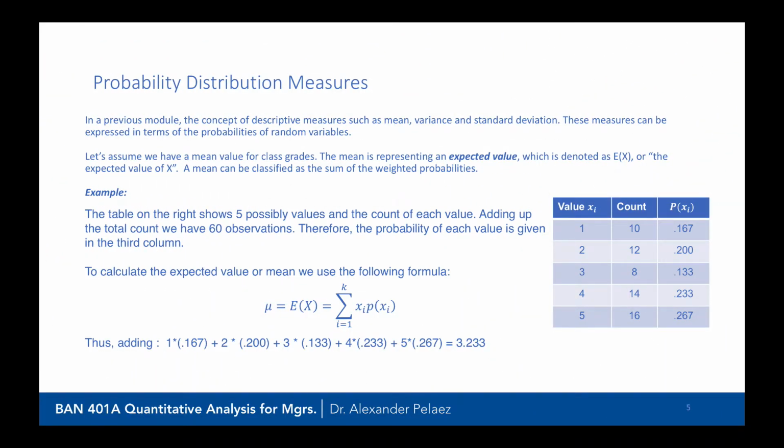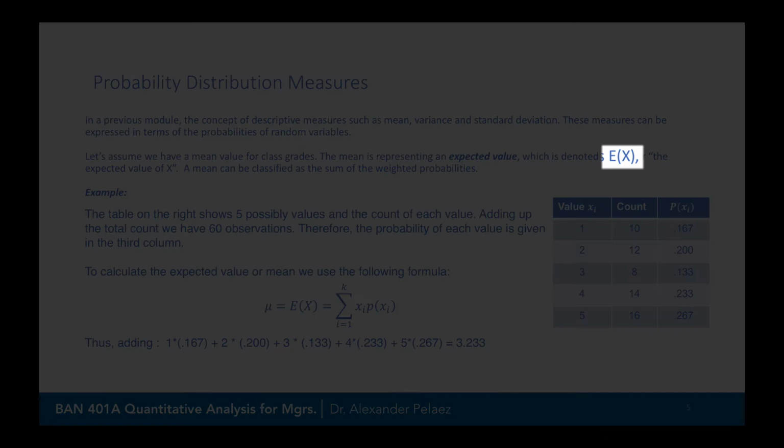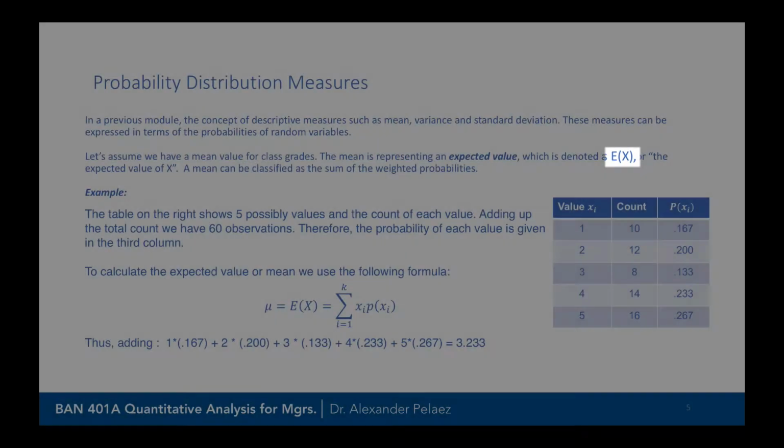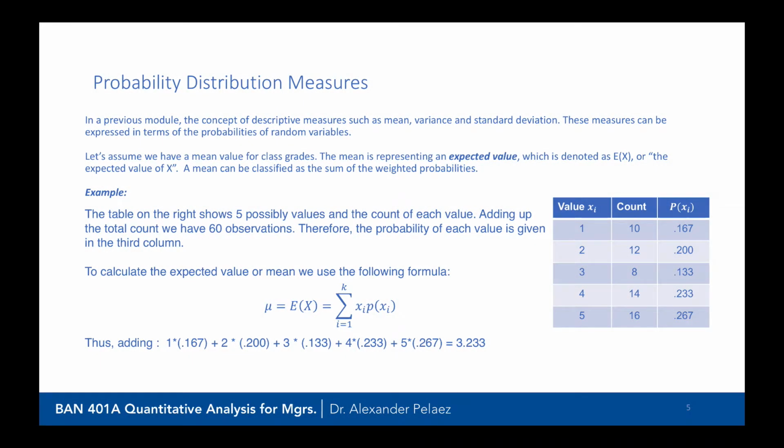In a previous module, the concept of descriptive measures such as mean, variance, and standard deviation was shown. These measures can be expressed in terms of the probabilities of random variables. A mean is really an expected value, which we denote as E of x, the expected value of x. It can be classified as the sum of weighted probabilities, especially in a discrete sense, which is what we're looking at here.